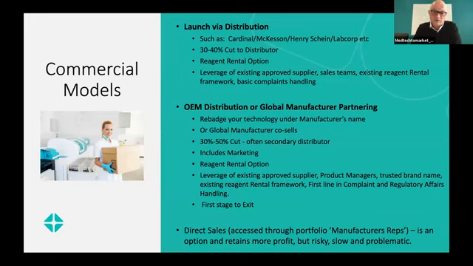Direct sales is possible, particularly in the US. They have a thing called manufacturers reps, and these guys are guns for hire who might be selling 2 or 3 medical products, or 10 medical products. That allows you to retain more profit because you don't give them such a big cut and you're commission based, but it's risky, slow, and quite problematic. I would always recommend you consider distribution.